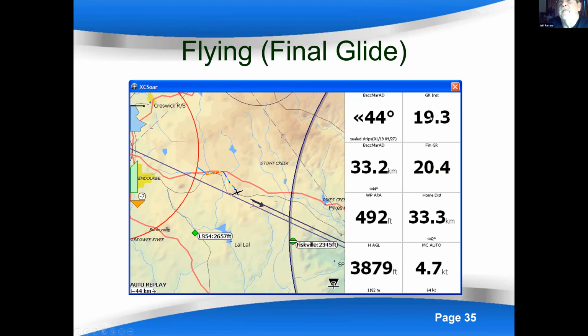We've got the instantaneous gradient that we're getting at the moment, 1 foot down for every 19 feet forward. And the final glide we need to get back to Bacchus is 20 feet. So hence saying we won't get back at the moment.